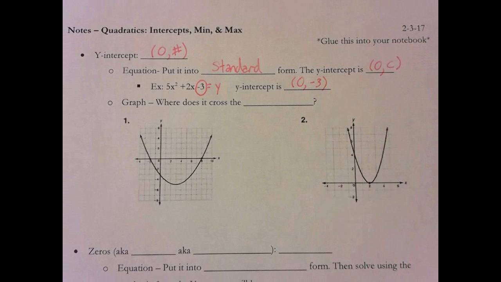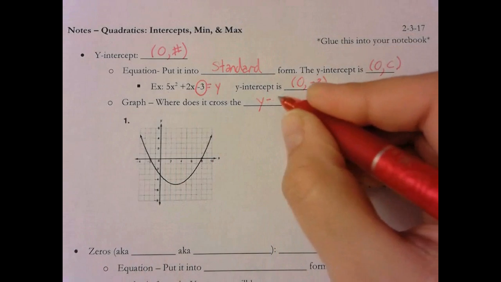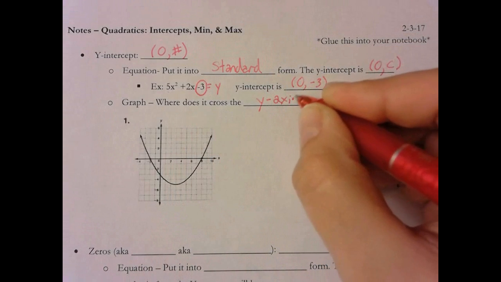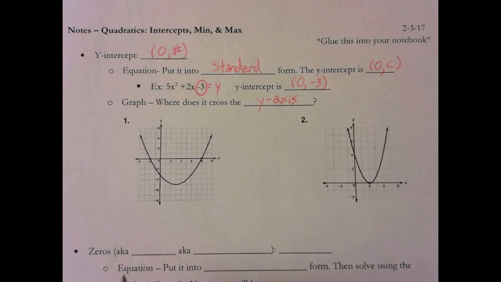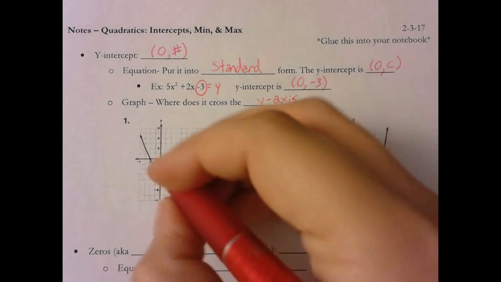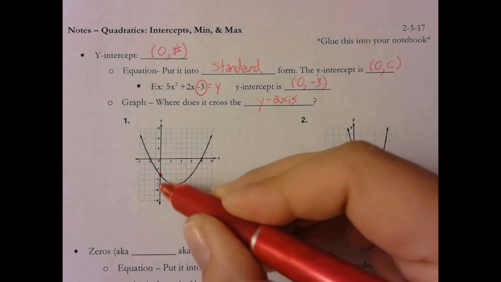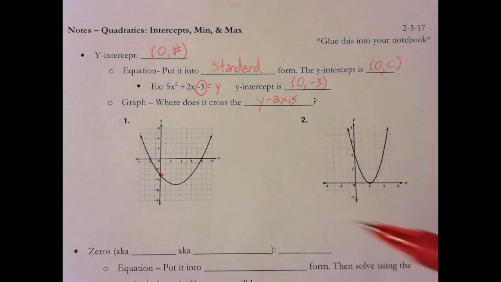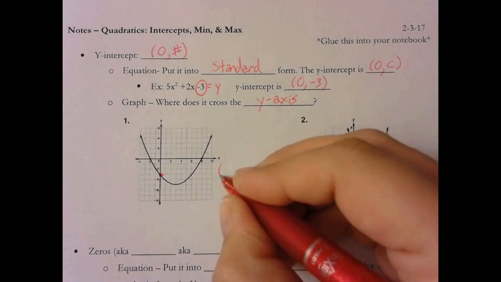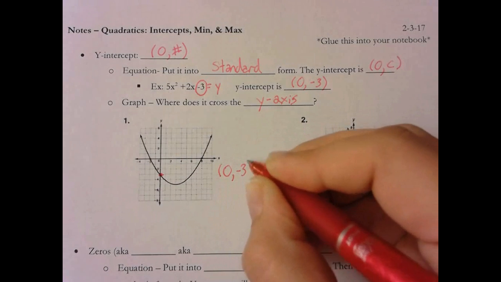That's it. On a graph, it's also pretty easy. You just have to ask yourself, where does it cross the y-axis? So looking at example 1, the y-axis is here. So if we look, it crosses the y-axis right here. And it's really hard to read, but it says 2, 4, 6, 8, so that must be at 3. So our y, or negative 3, pardon me. So our y-intercept is 0, comma, negative 3.